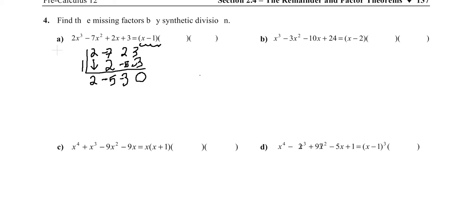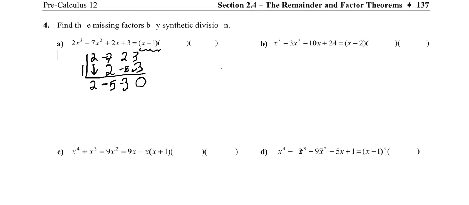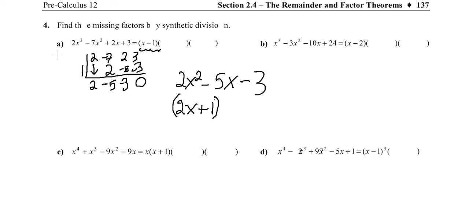So now we have a new polynomial of 2x squared minus 5x minus 3. That separates into two roots, which I already know, but we could do the long form, but that would take too long. So we get 2x plus 1 and x minus 3.